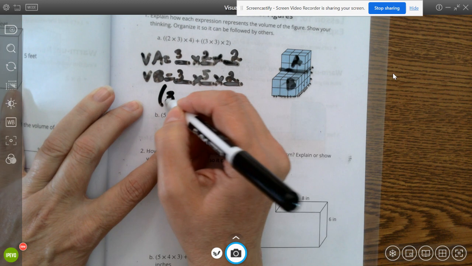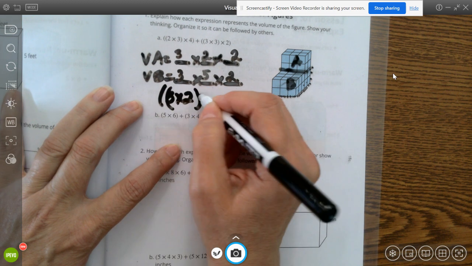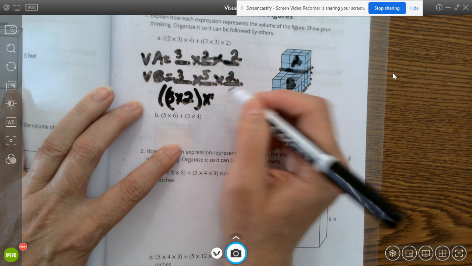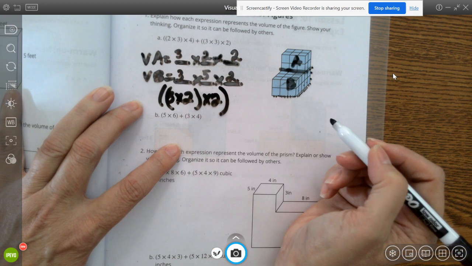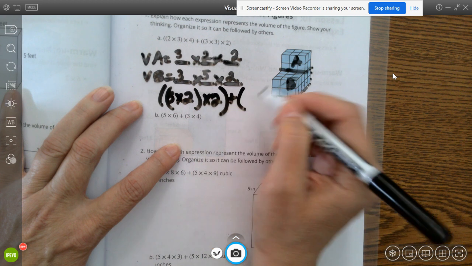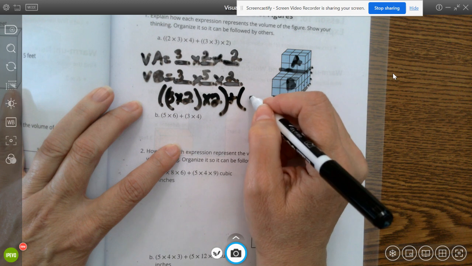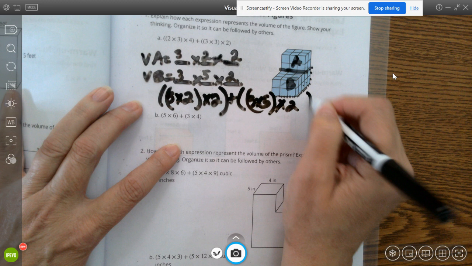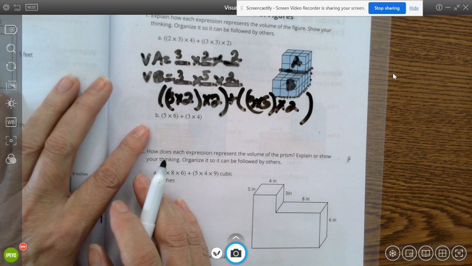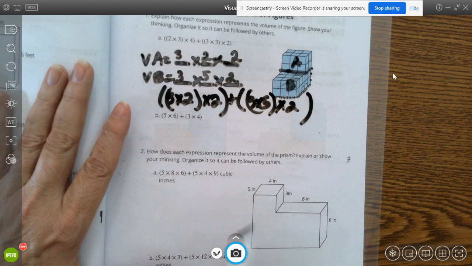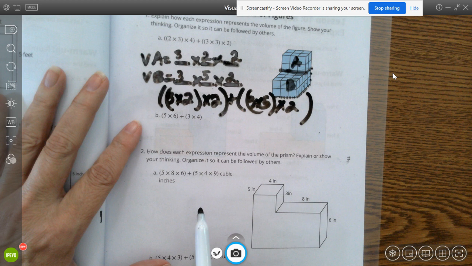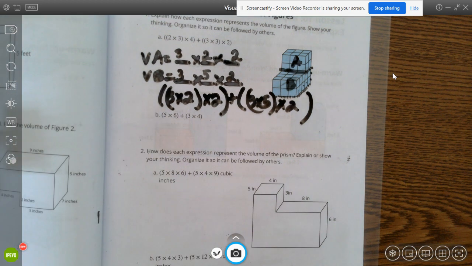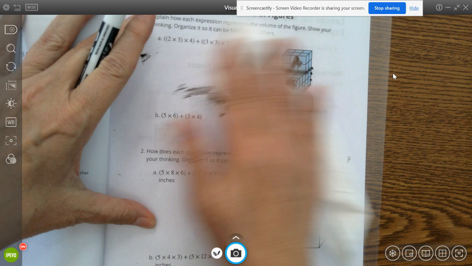3 times 2 times 2 in big parentheses plus, because we added those, 3 times 5 times 2. That's how you would write that expression. Theirs is a little different. So let me see if I split it a different way, if I can get it their way. Hold on.